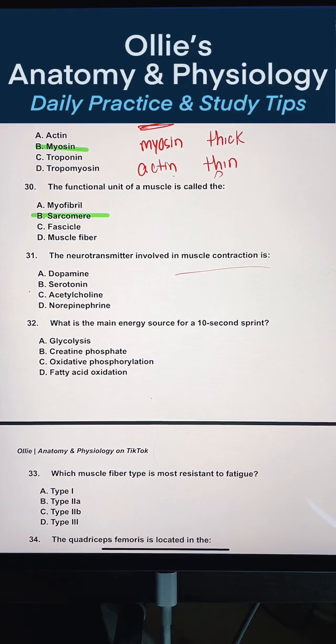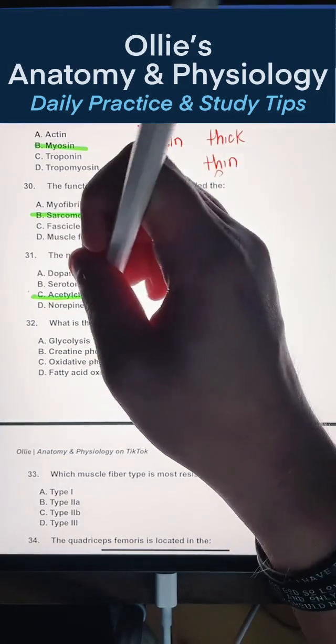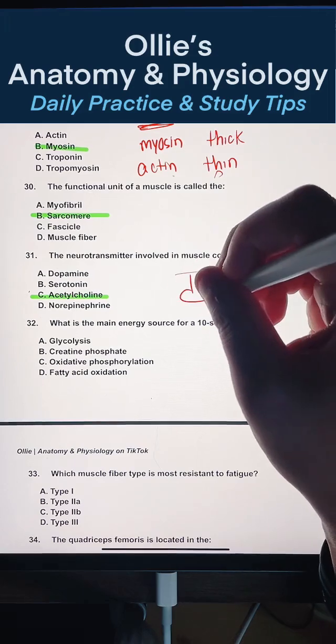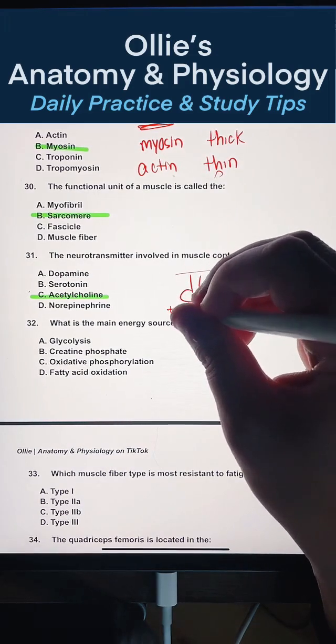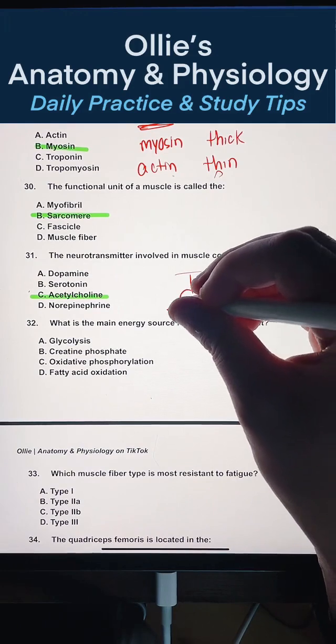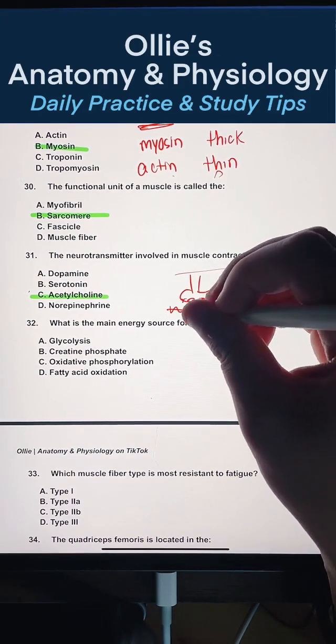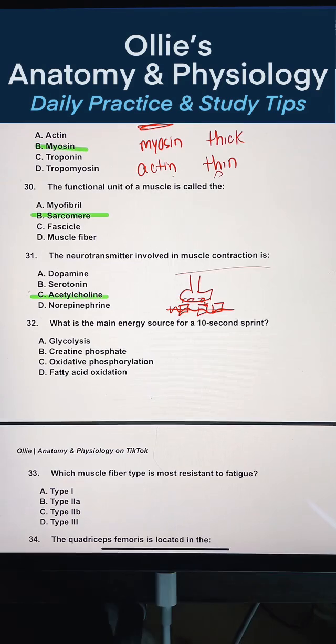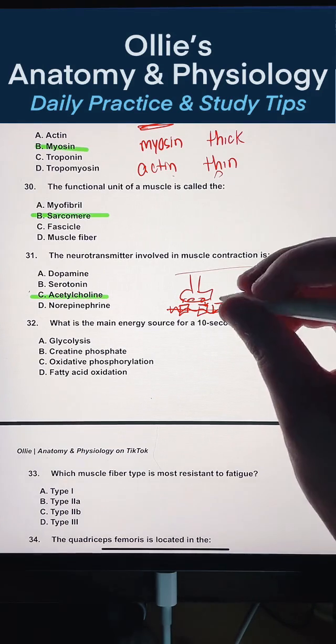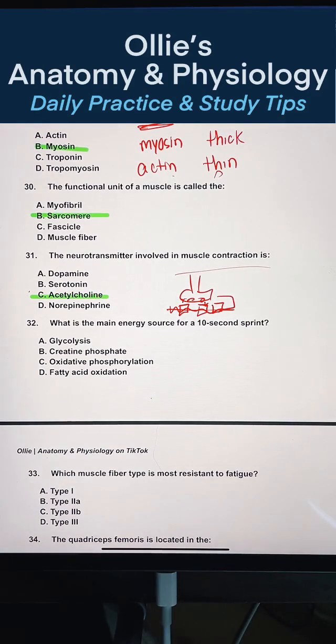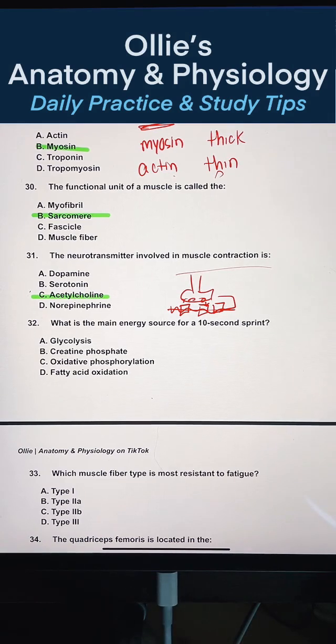But number 31, the neurotransmitter is C. It is acetylcholine. Acetylcholine gets released if we have our motor neuron and we have our muscle membrane here. Acetylcholine gets released into the synaptic cleft and attaches to receptors on the muscle membrane. This is called the neuromuscular junction, and it binds to receptors on the sarcolemma, which would initiate our muscle contraction. Dopamine is involved more so in the brain, serotonin more so for mood and a little bit of regulation there. And then norepinephrine is a stress hormone.